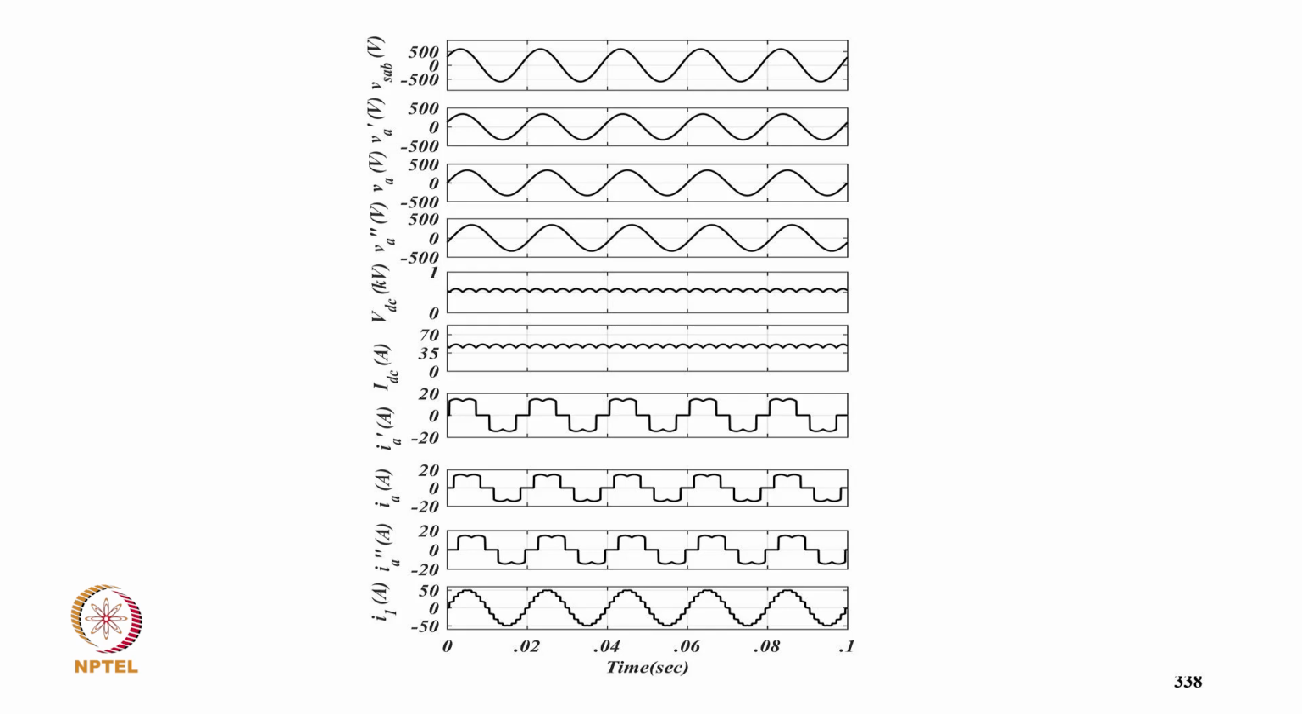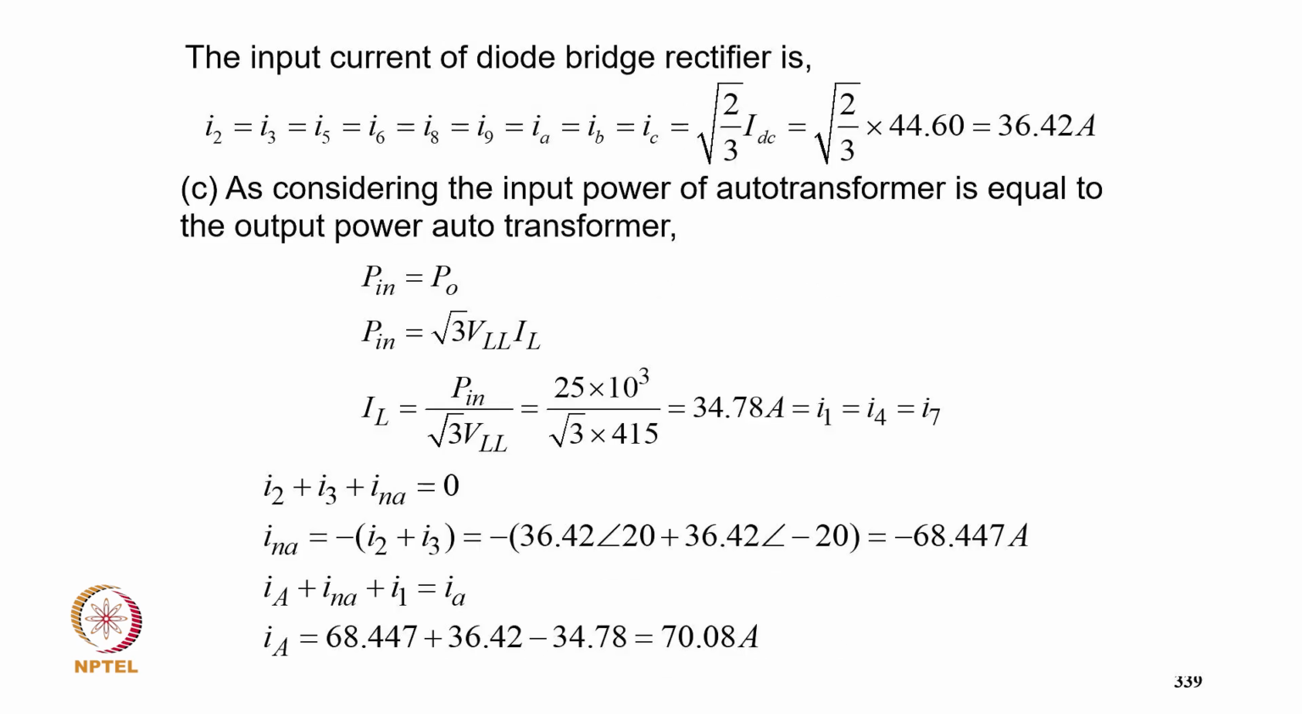And these are the simulated waveforms of the supply line voltage, then the phase shifted 3 voltages, then DC link voltage, DC link current, then 3 bridge currents and supply current. And coming to the input current of the rectifier, I2 equal to I3 equal to I5, I7 up to I9 equal to IA, IB, IC equal to √2 upon √3 ID, that comes 36.42 ampere. Considering the input power of the transformer equal to the output, Pin equal to PO, so IL comes P upon √3 VL, that comes 34.78 ampere.